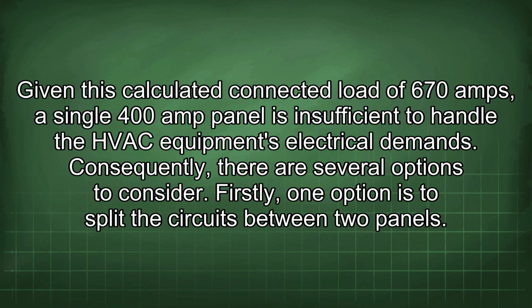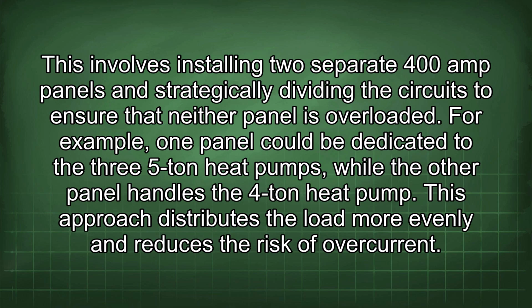Given this calculated connected load of 670 amps, a single 400 amp panel is insufficient to handle the HVAC equipment's electrical demands. Consequently, there are several options to consider. Firstly, one option is to split the circuits between 2 panels. This involves installing 2 separate 400 amp panels and strategically dividing the circuits to ensure that neither panel is overloaded. For example, one panel could be dedicated to the 3 5-ton heat pumps while the other panel handles the 4-ton heat pump. This approach distributes the load more evenly and reduces the risk of overcurrent.